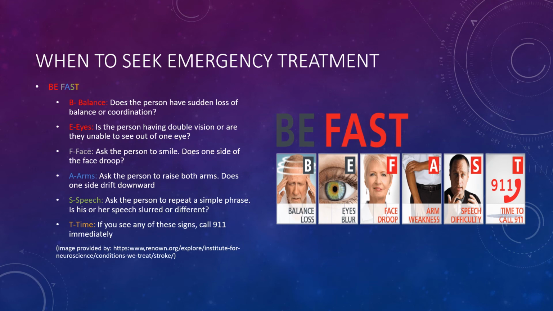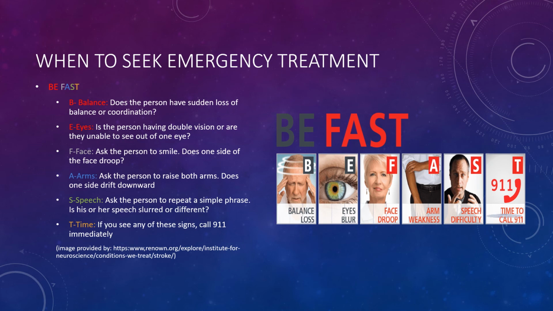When is it important to seek emergency treatment for someone? According to the CDC and the American Stroke Association, you can use the acronym BEFAST. B stands for balance. Does the person have sudden loss of balance or coordination? E stands for eyes. Is the person having double vision, or are they unable to see out of one eye? F stands for face. Ask the person to smile. Does one side of the face droop?